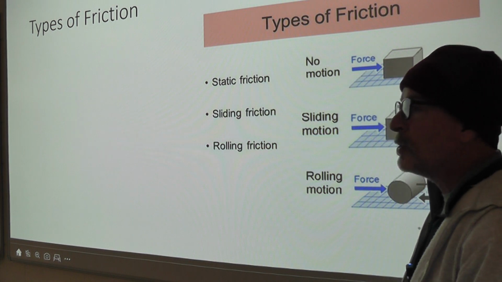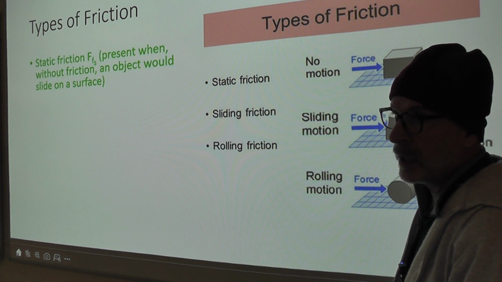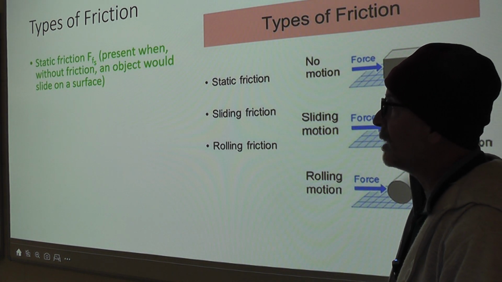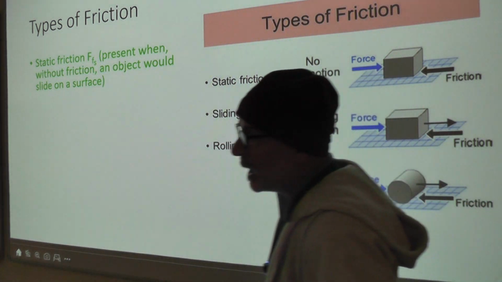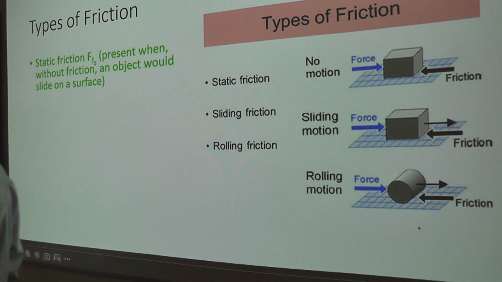We talked about 2 of the kinds of friction already. The first is static friction. This is the friction that you get when an object is motionless. So if I put the block on the ramp and it's not moving, it is experiencing static friction. And we'll dive into this in a little bit more detail momentarily.